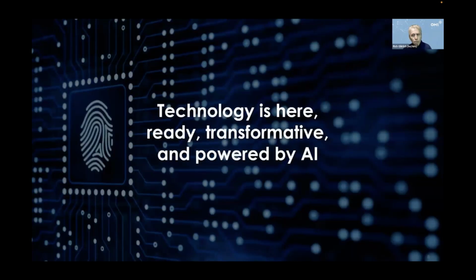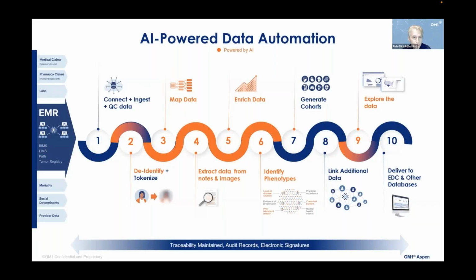What enables all this? I'm going to spend the rest of the time talking about the fact that the technology is here, it's ready, it's transformative, and it's powered by generative AI. This is a diagram of what AI-powered data automation looks like for us. This is our system of platforms called OM1 Aspen.